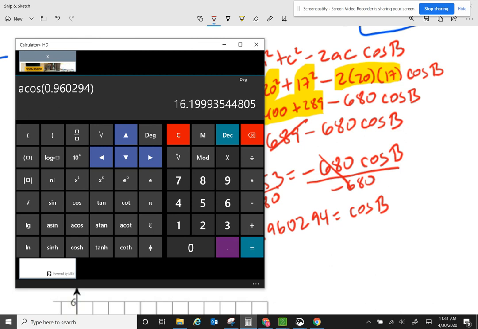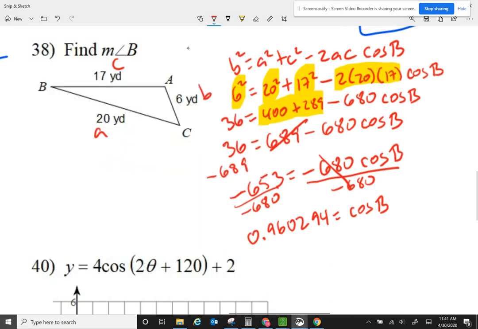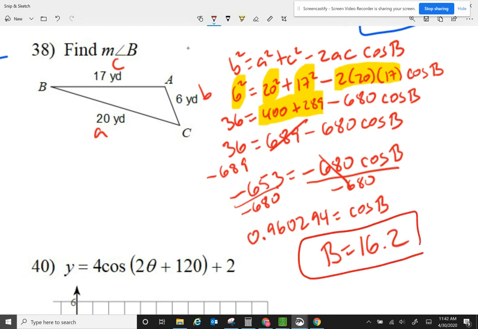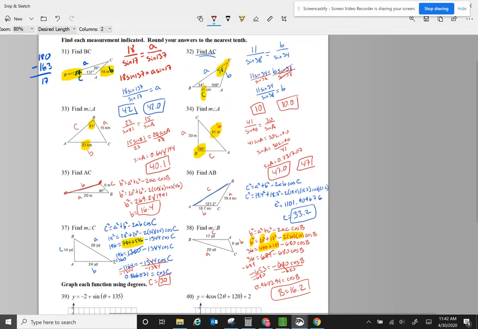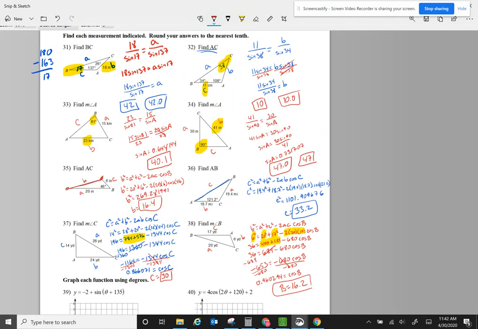Rounded to 1 decimal place, the 9 is going to move the 1 over. So I'm going to call this 16.2. So angle B is equal to 16.2. Whenever you type it, just type in the number 16.2. Now on the test, we're only going to have one of these, but I just wanted us to practice.